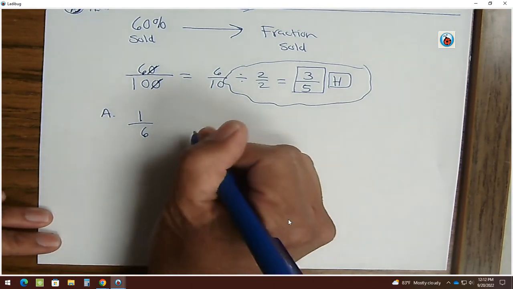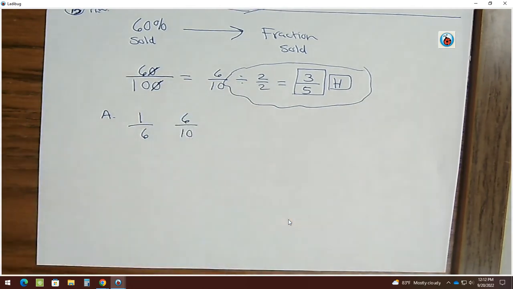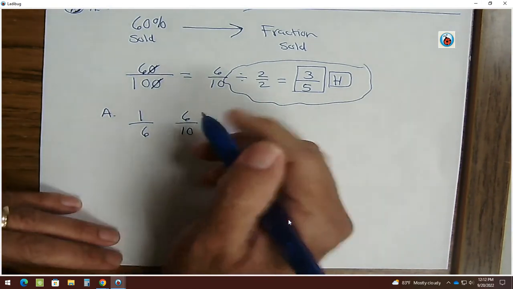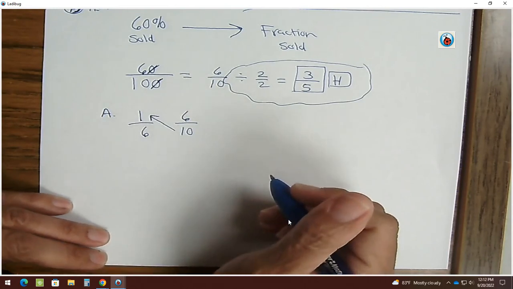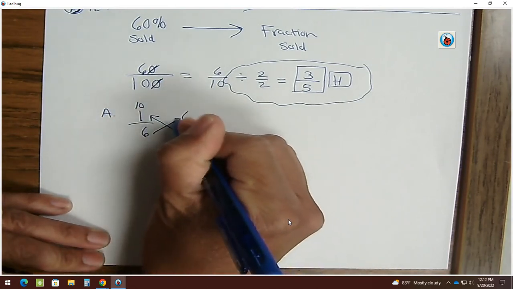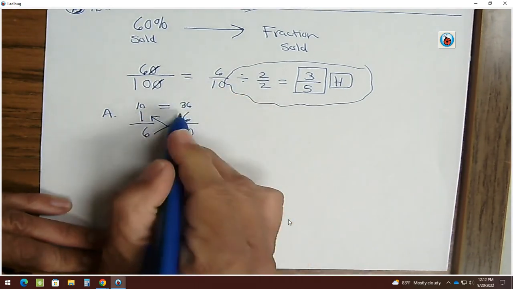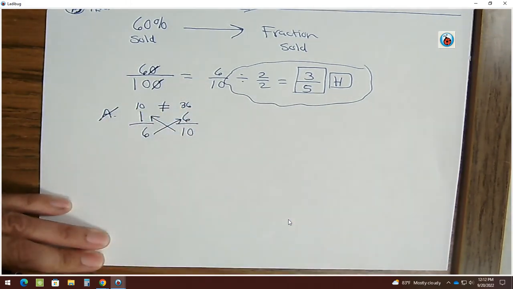You can copy this now because I'm back in blue. Put it next to each other like I did. And we're going to do cross products. What's 10 times 1? Put the answer on top. What's 6 times 6? Put the answer on top. They are not equal, are they? That's why that answer is not the answer.